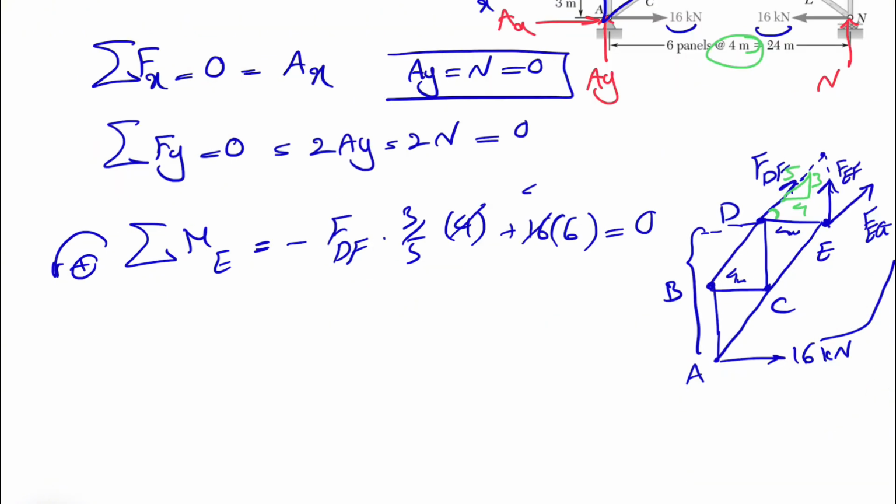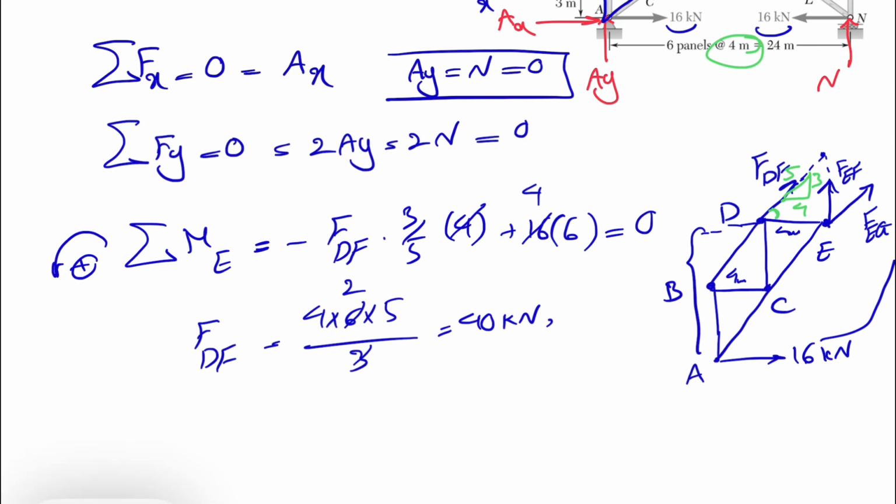We can cancel 4 and 16, so we get 4 in here, and FDF in here would be 4 times 6 times 5 divided by 3. You can cancel these two. So we're going to get 40 kilonewton. For FDF, we didn't get any negative sign. That shows that our assumption for the direction was correct.